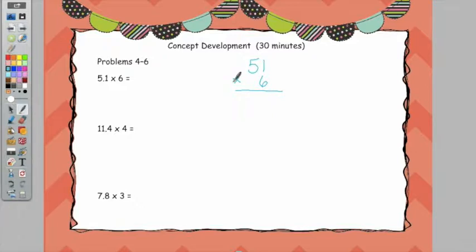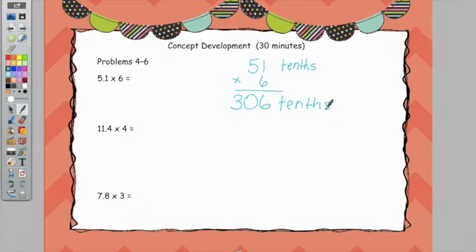But I can't take a decimal out and not do anything, can I? Because 51 is different than 5.1. So we're going to call it 51 tenths. Is that the same thing as 5.1? Yes, it is. Okay. So 51 tenths. Now let's multiply. 6 times 1. 5 times 6, 30. And this is going to be 306 tenths.